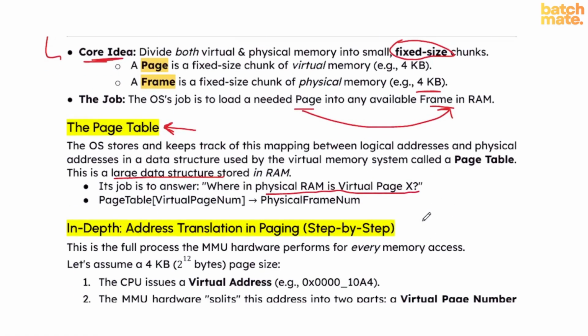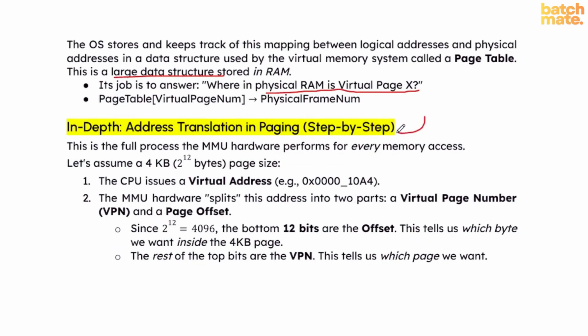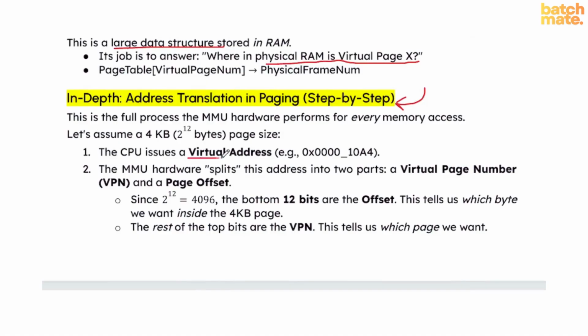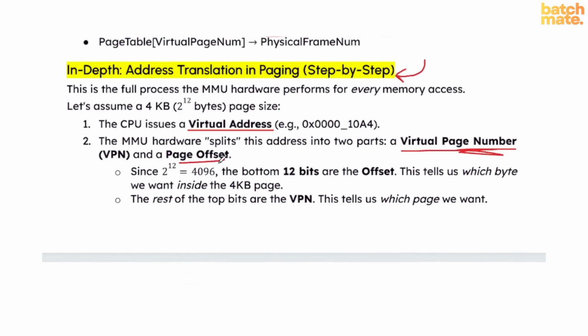Now, watch closely. This is the exact magic trick the MMU hardware performs for every single mouse click or keystroke. When your CPU issues a virtual address, the MMU slices it into two specific parts: the offset, or the bottom bits. This is the specific byte inside the page. Since our pages are 4 kilobytes, or 2 to the power 12 bytes, the bottom 12 bits tell us exactly which byte we want inside that page.